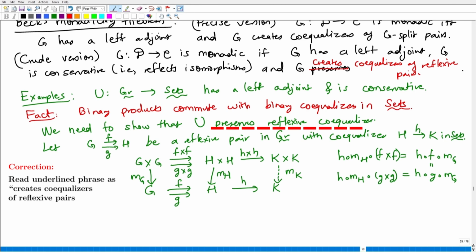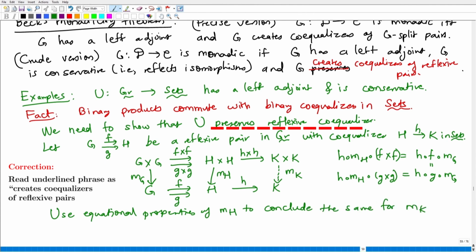So in fact, use equational properties of MH to conclude the same for MK. Okay, so therefore MK is indeed a group homomorphism, and this is the way we have concluded the verification that U creates co-equalizers of reflexive pairs. Understood?